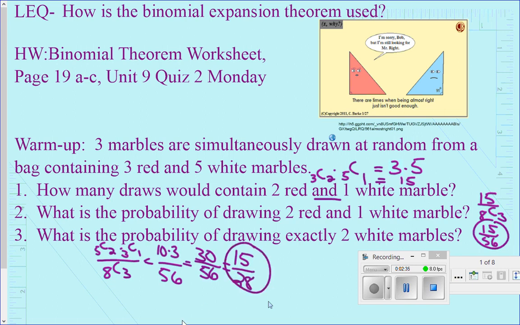Okay, so keep that in mind, how to do a problem like that in the future. You'll see them again. If we're doing something where you can't repeat and the order does not matter, and you're looking for probability, that's a combination divided by a combination.